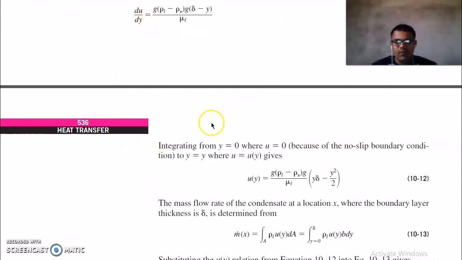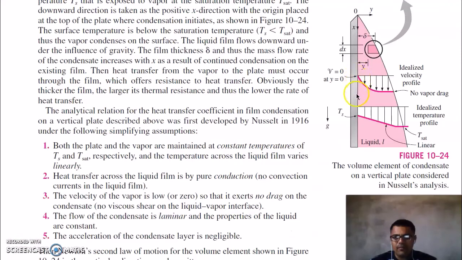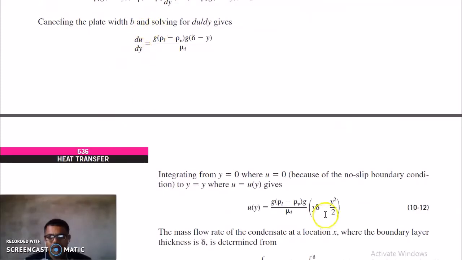So integrate this equation from y equal to 0, where u is equal to 0. y is 0 means on the surface of the plate, where there is the no-slip condition and the velocity of liquid is 0, to y equal to y at this point where the velocity is u. On integrating, you will get this equation here, which is the velocity of the fluid in terms of y.